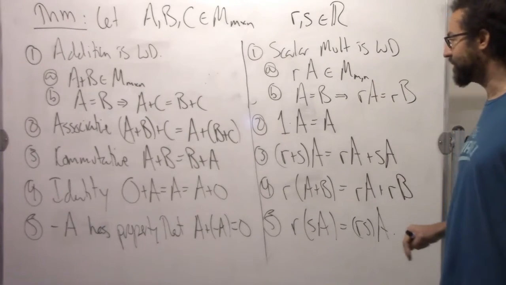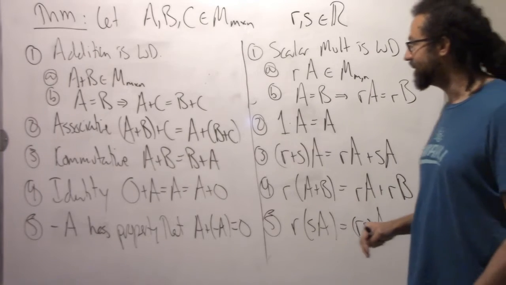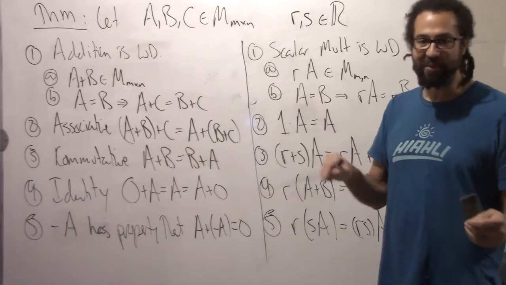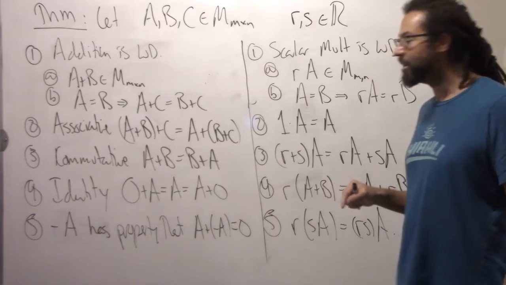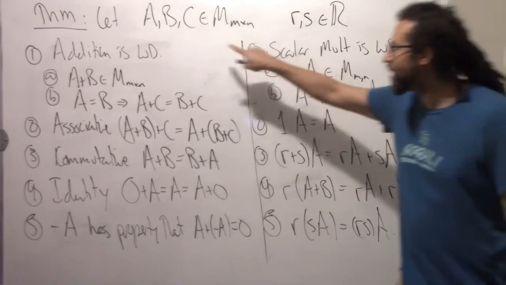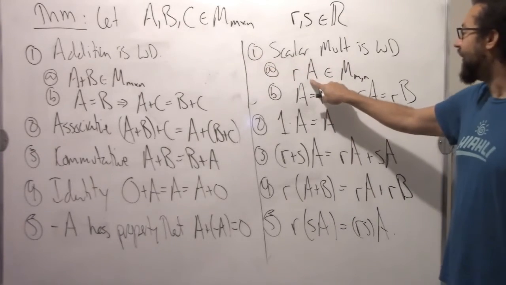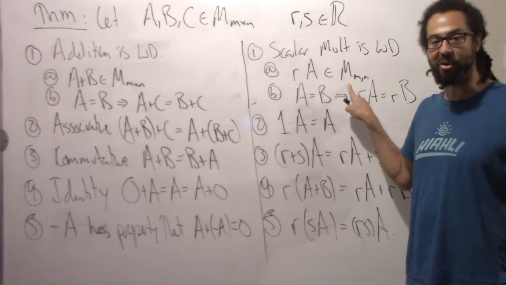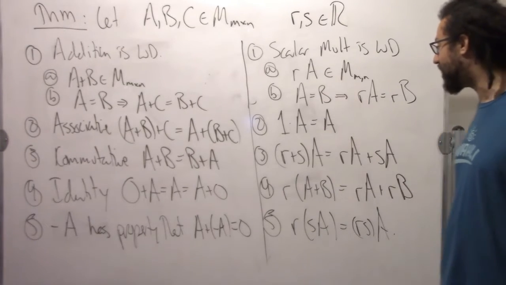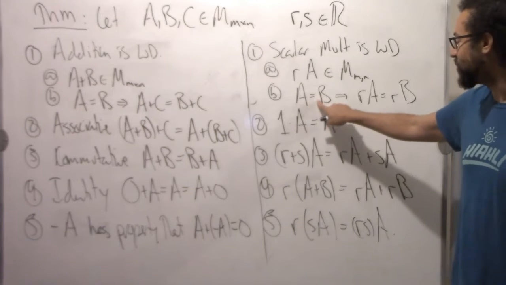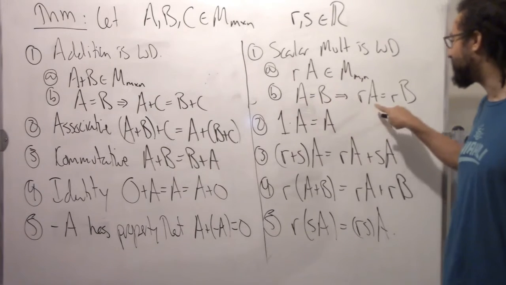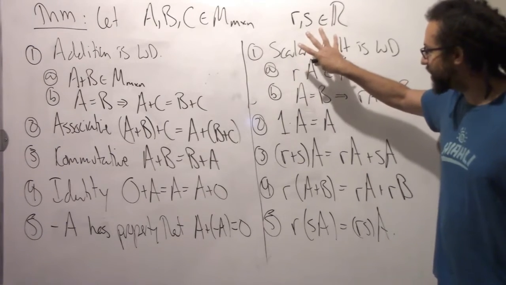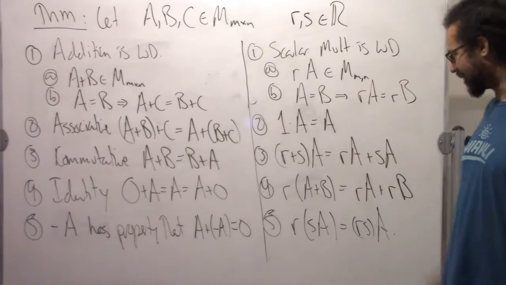Scalar multiplication is well defined. Remember, if I take a matrix and scalar multiply, that just means multiply all of the entries by the real number r. So if I start out with an m by n matrix, I'm still going to get an m by n matrix after I multiply all of the entries by the real number r. And again, if A is equal to B and I scalar multiply both sides, the result will still be equal. So these two things are covered under well-definedness of scalar multiplication.